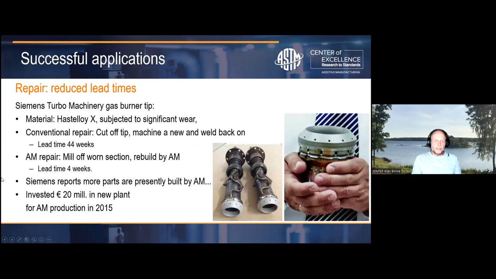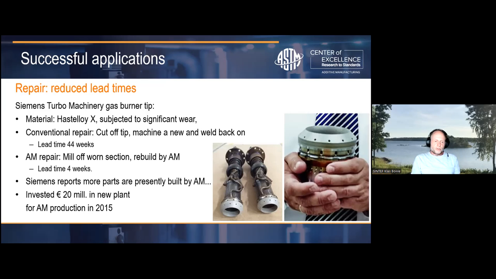Siemens Turbomachinery has had a problem with the gas burner tips. They're made in Hastelloy X. It's a gas turbine for energy generation. It's a little bit like a jet engine that stands on the ground. So there are very high temperatures and very high wear inside because of the temperature and high turbulence. And eventually the burner tip is worn down. Normal conventional repair means you have to cut it off, machine a new one and weld it back on. Altogether 18 welds. Lead time for this type of repair would typically be 44 weeks.